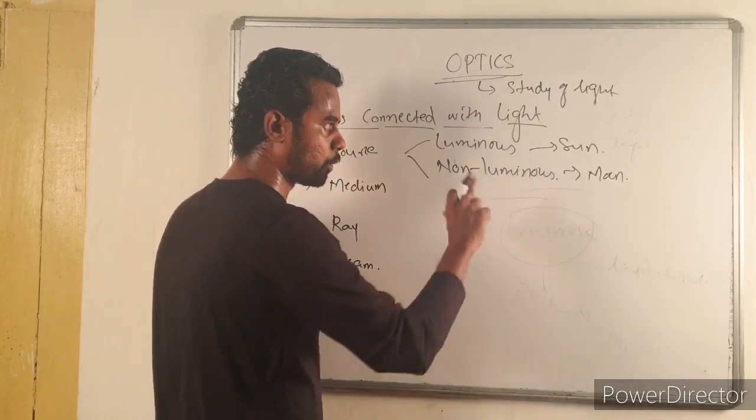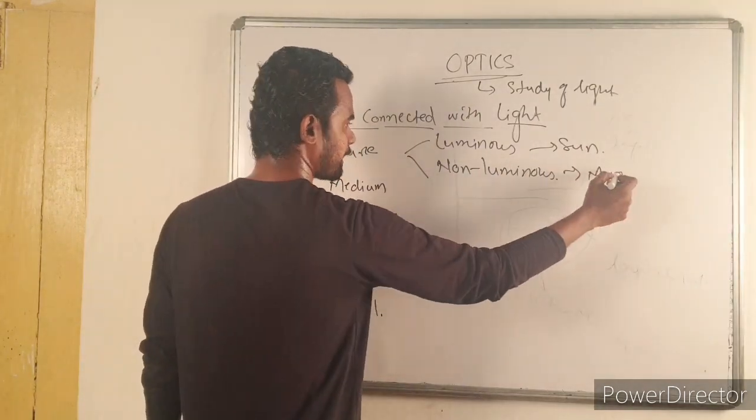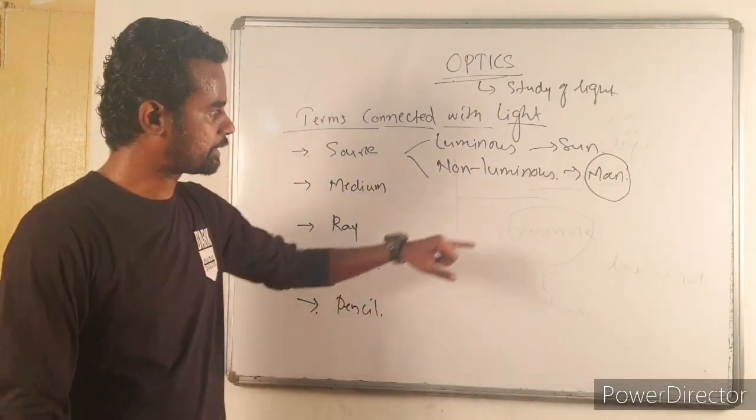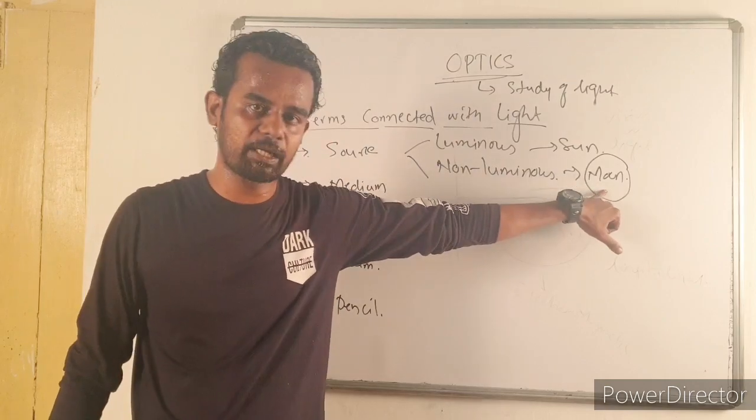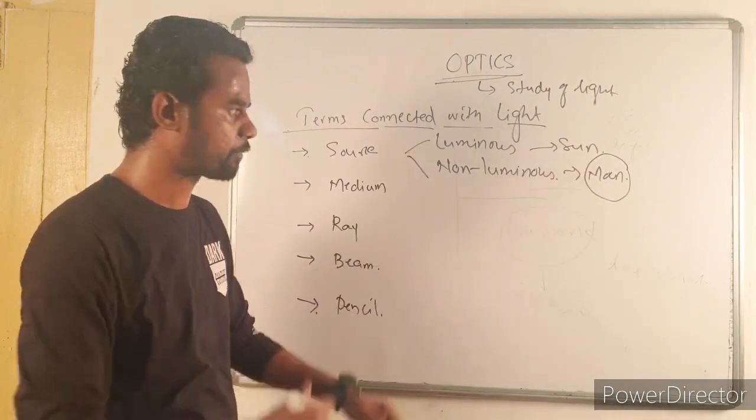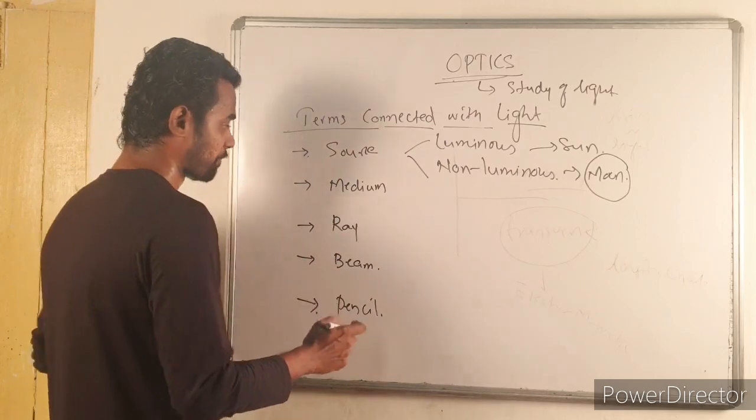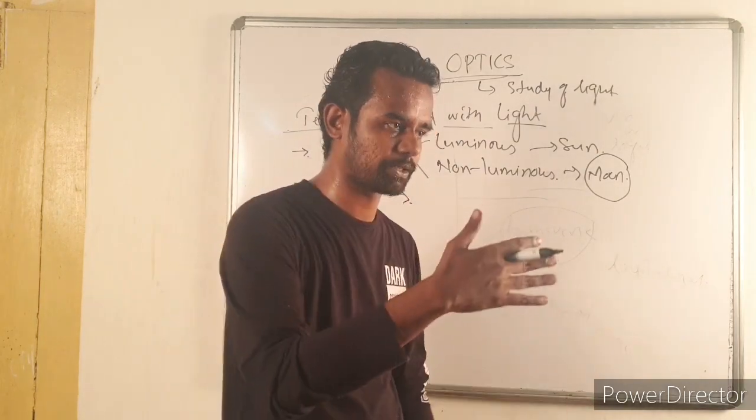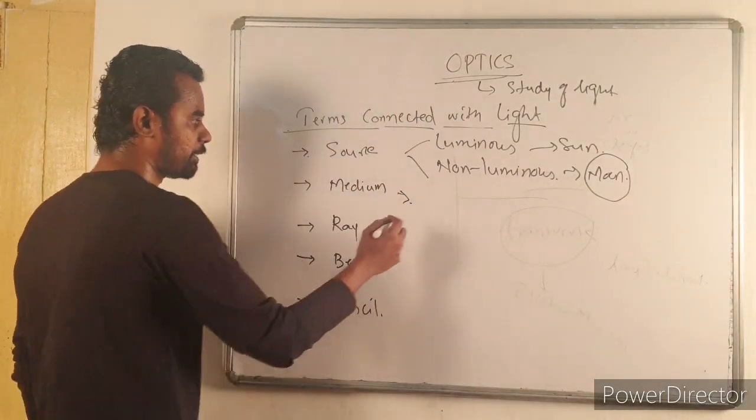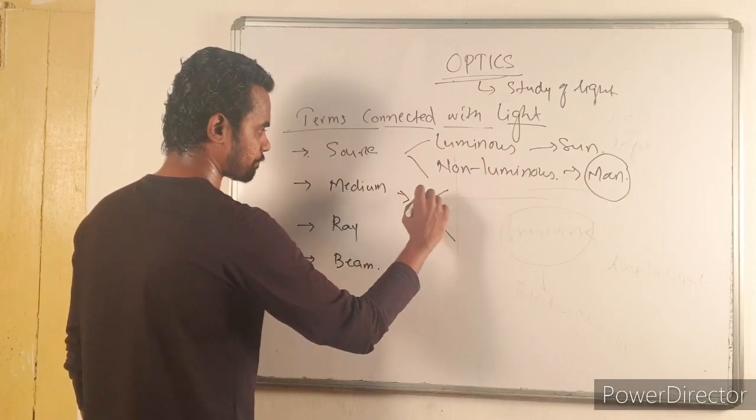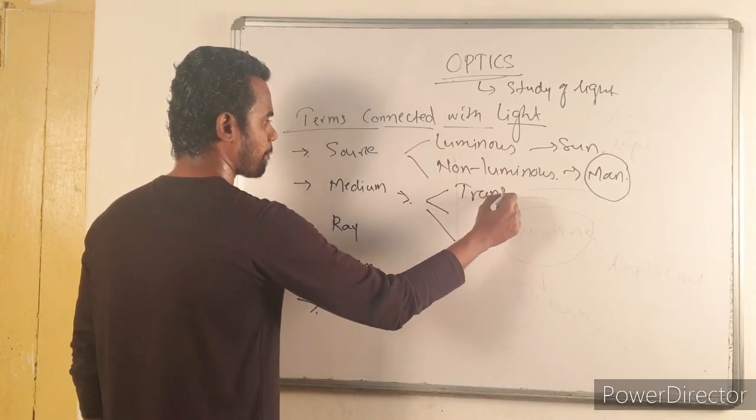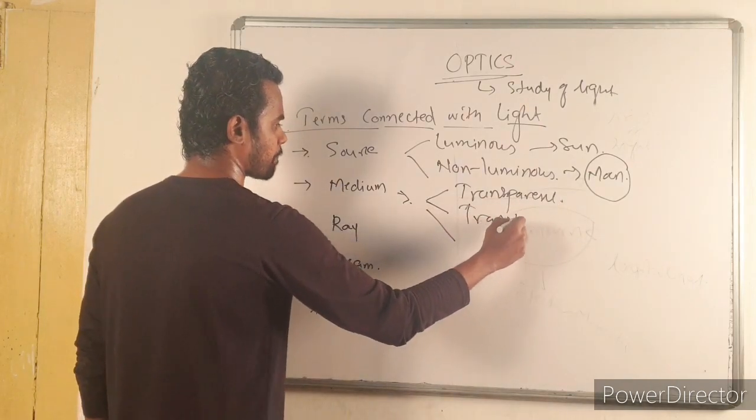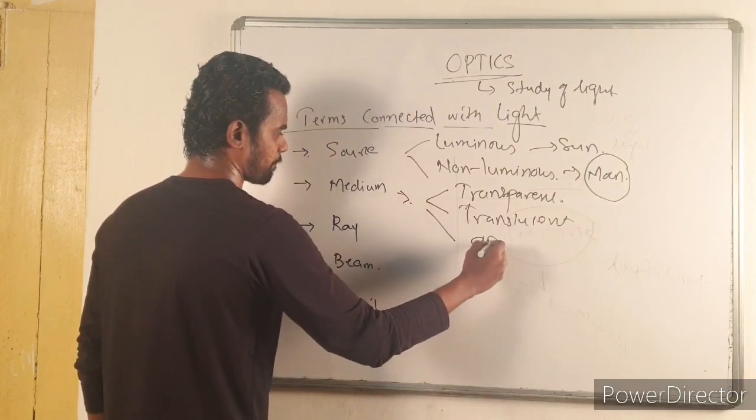We get light from both the sun and the moon, but we get light from the moon because it reflects the light of the sun. So this has light of its own, this does not have light of its own, but both are sources. We get light from them. Next is medium. Medium is the substance through which light travels or propagates. Mediums are again divided into three types: transparent, translucent, and opaque.